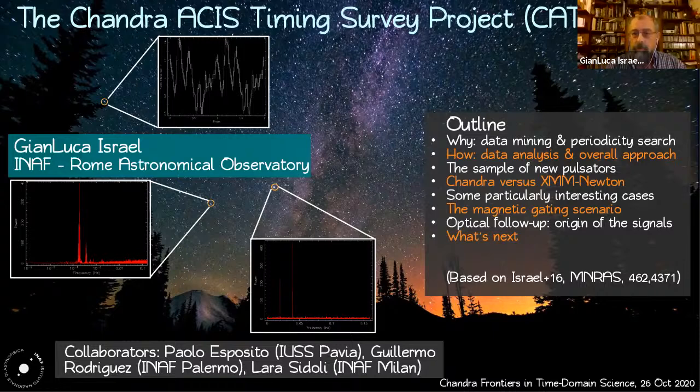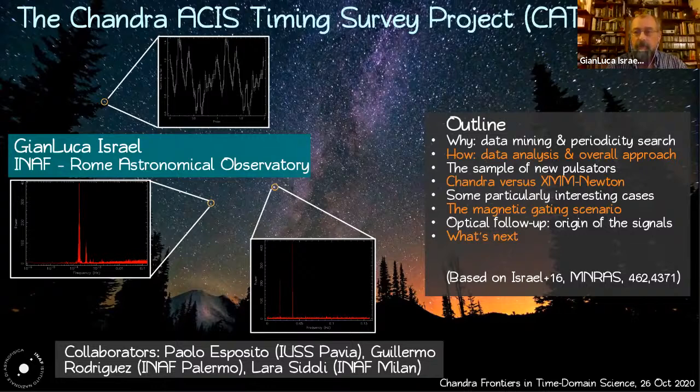And I will also show preliminary results of a comparison between what we call the CATS at BAR, which is our project, with a similar one done for the XMM archive. I will also show you some particularly interesting cases related to the neutron star, since this is a neutron star section. And a couple of overall properties of our sample, plus our attempt to sort out the right nature of the signal based on optical follow-up spectroscopy.